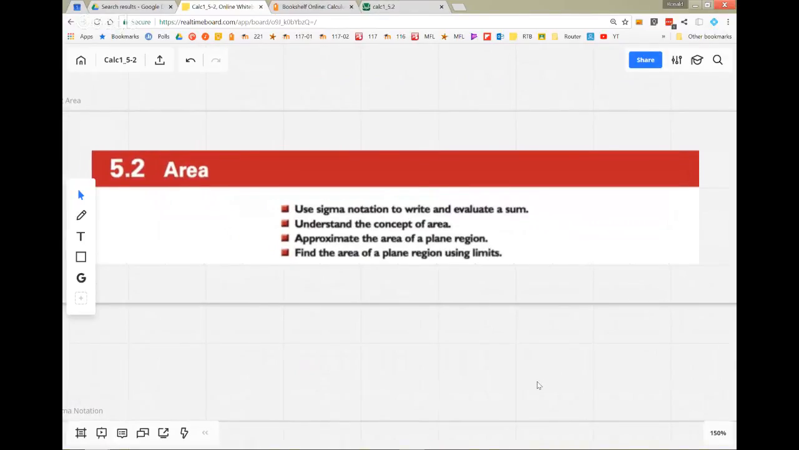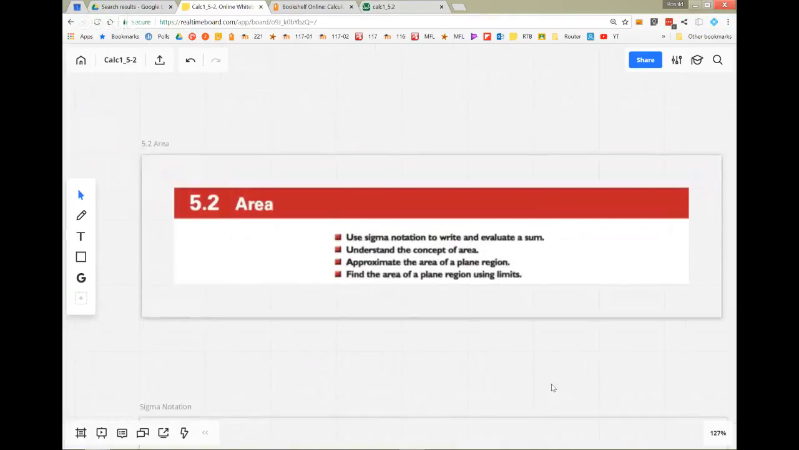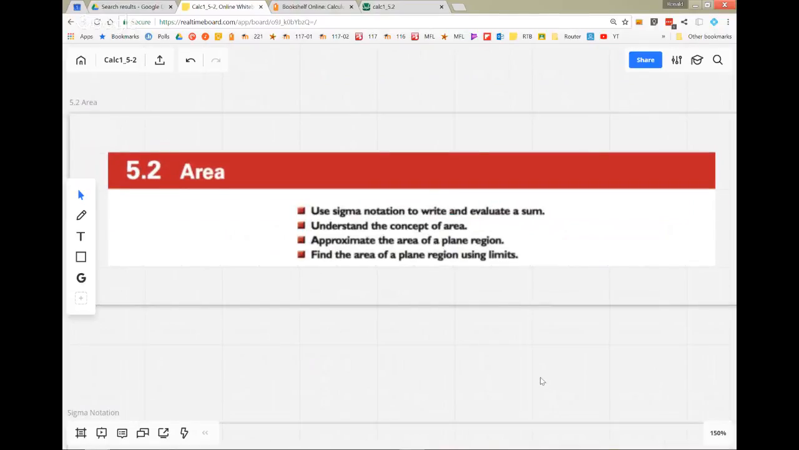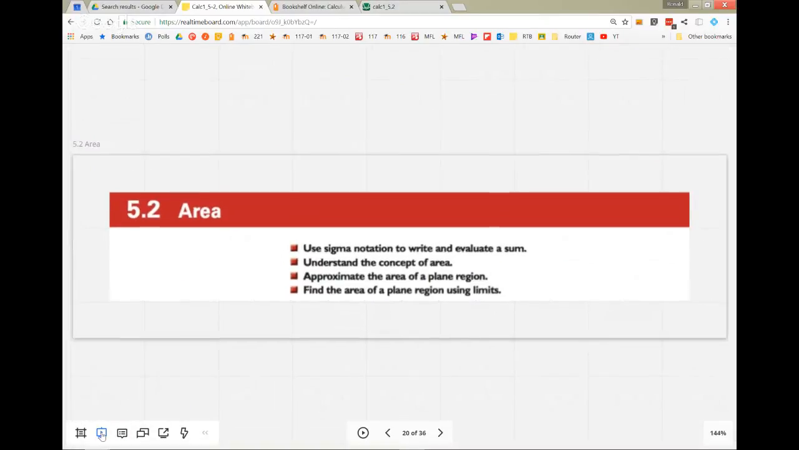So today we're going to be talking about sigma notation. Sigma is a letter of the Greek alphabet, and I don't know if you've had experience with that in statistics or any other course, but we'll be talking about that. Understanding the concept of area, approximating the area of a region, and finding the area of that region using limits. So limits play a role again today.